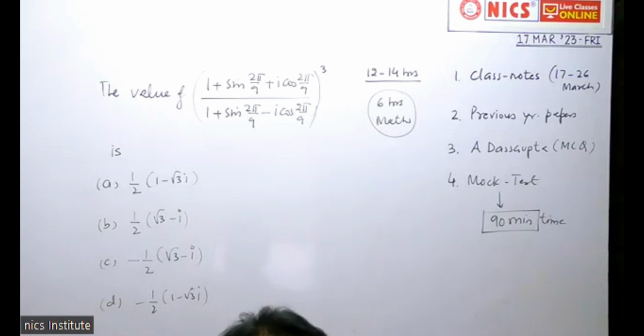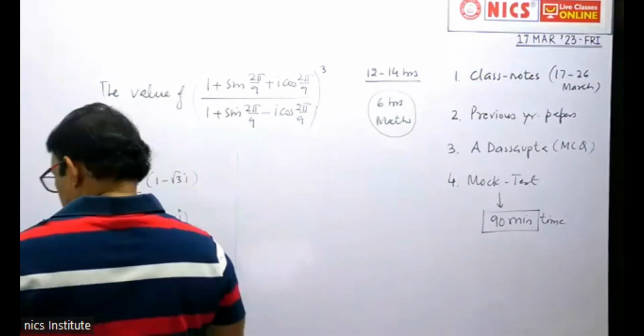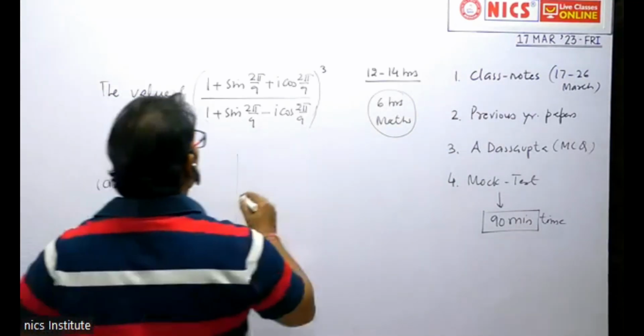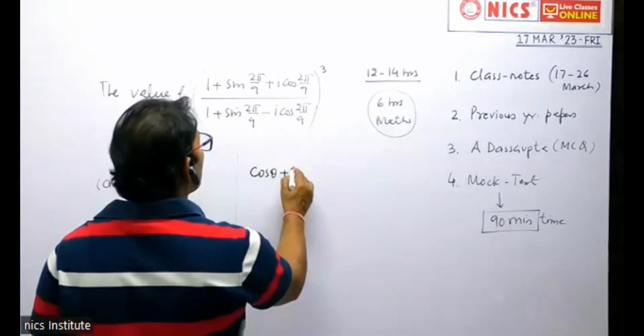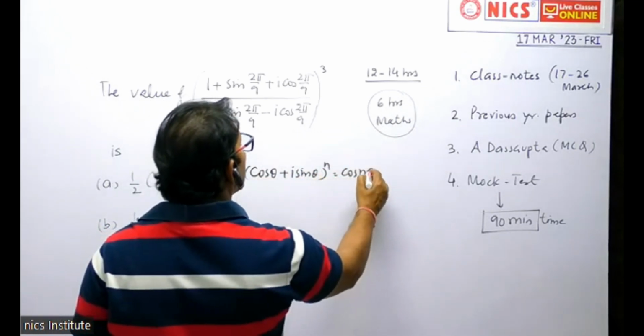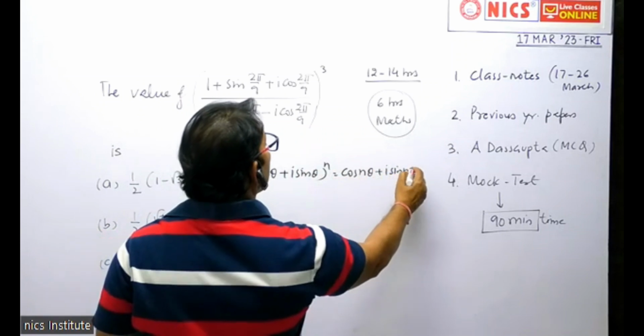Angle given is 2 pi by 9, which is 40 degrees. And this is raised to power 3. That means we have to somehow use de Moivre's rule also. You already know that (cos theta plus iota sin theta) to the power n is cos n theta plus iota sin n theta. You can use this.